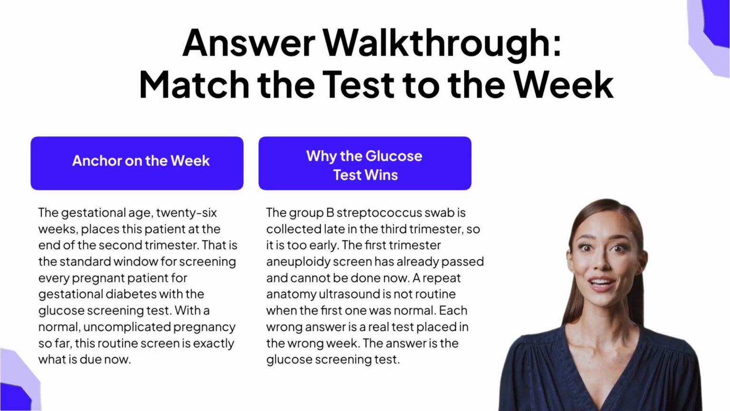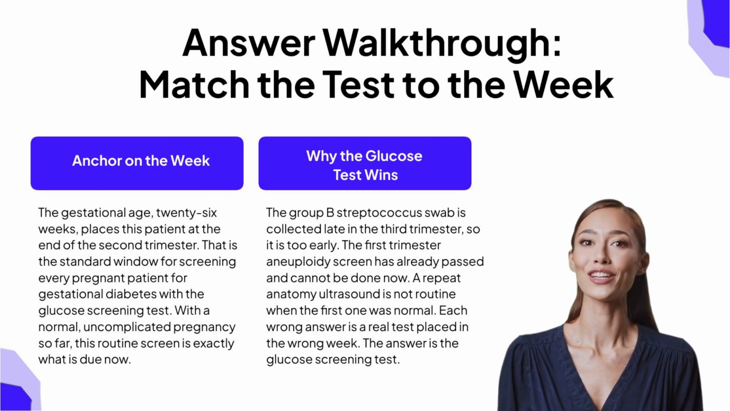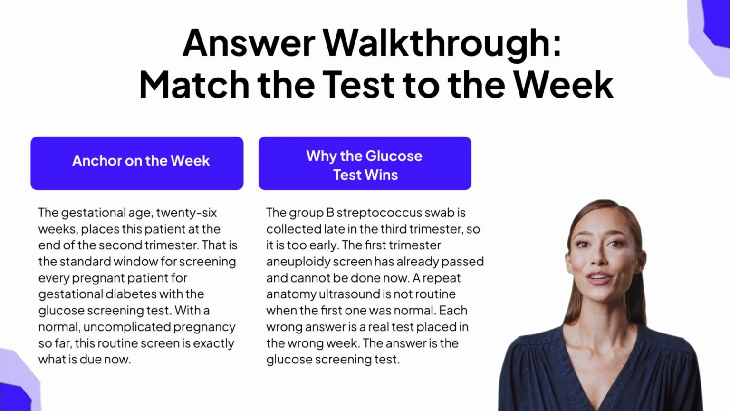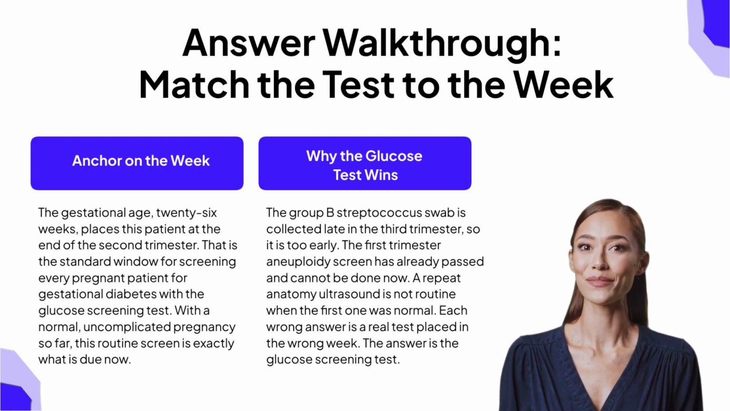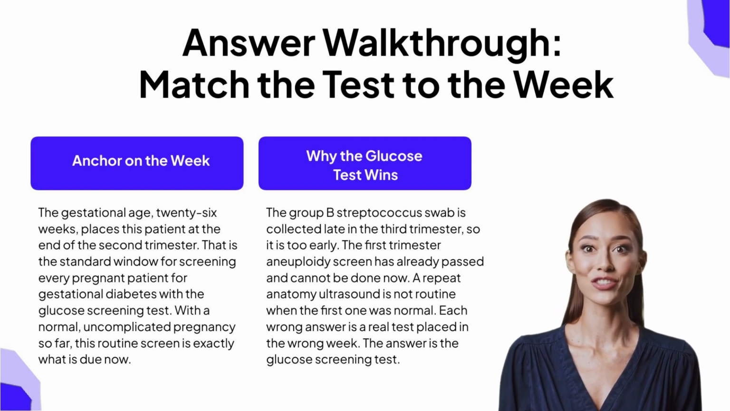Let us work through this answer. First, anchor on the week. The patient is at 26 weeks, which places her right at the end of the second trimester, and that is the standard window for screening every pregnant patient for gestational diabetes with the glucose screening test. Since her pregnancy has been completely normal so far, this routine screen is exactly what is due at this visit.